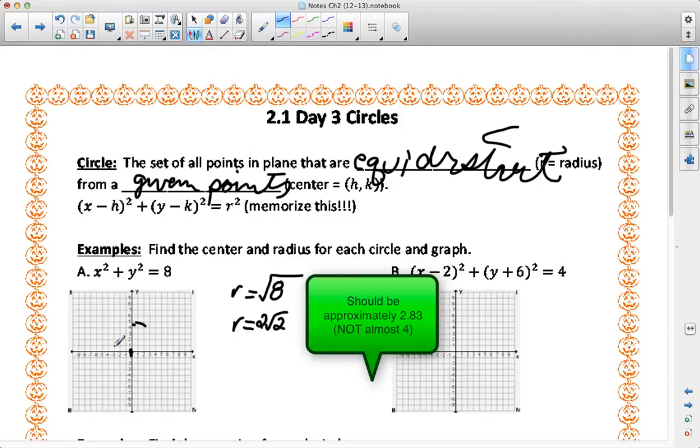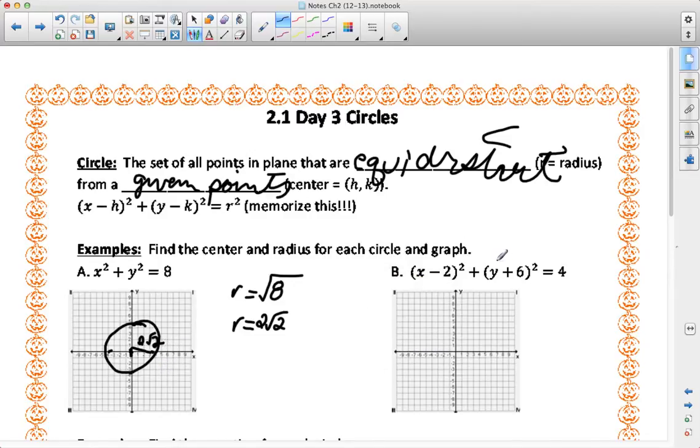So we're going to put in those points. We'll put in 4 of them. I have to double check my decimal. I don't know if my decimal's right, so I'm putting it close to 4. And connect those dots so that we have a circle with a radius of 2 root 2.